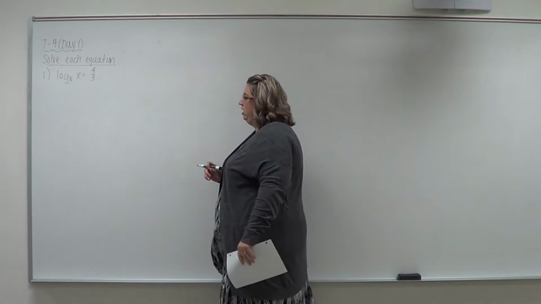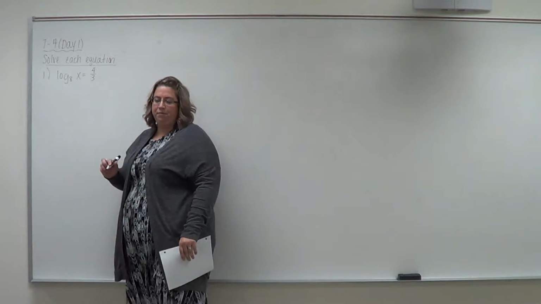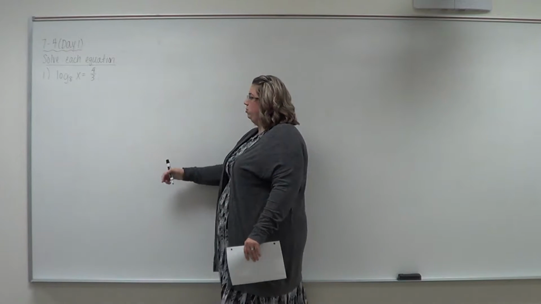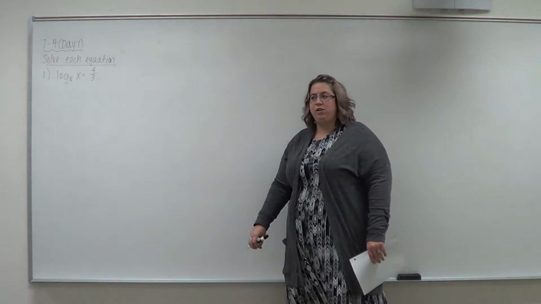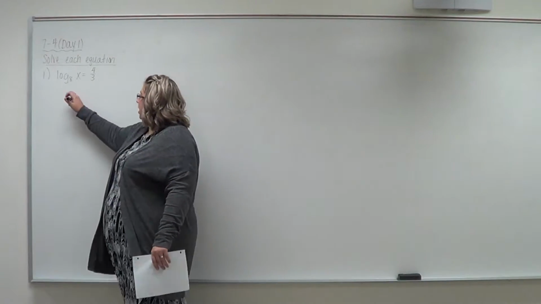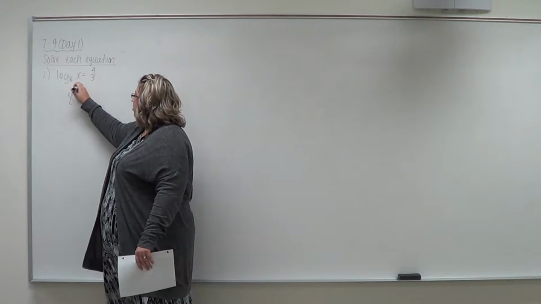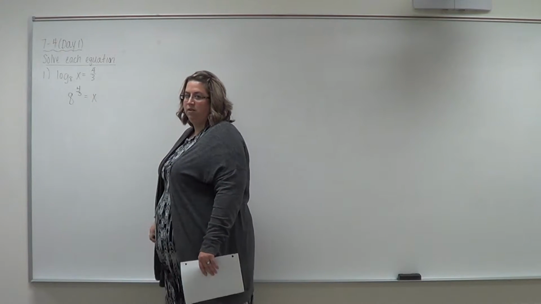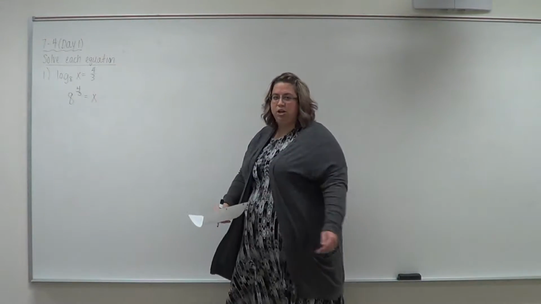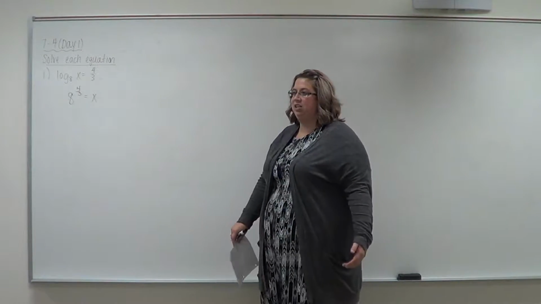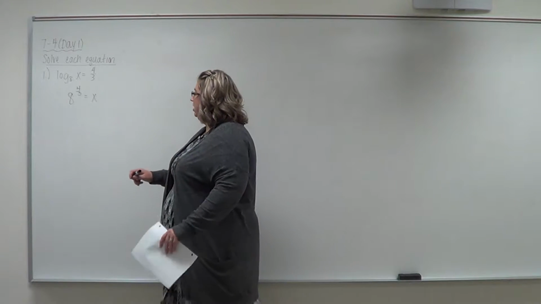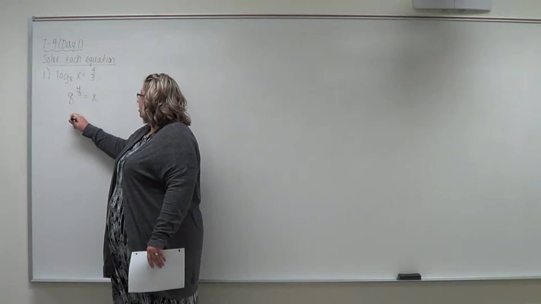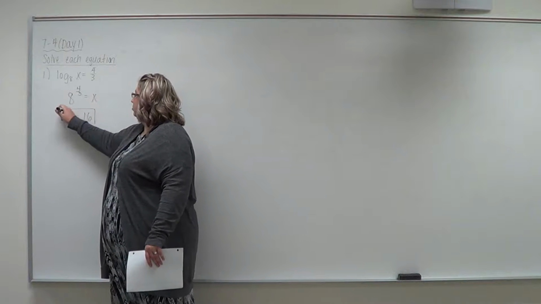So when you're solving these, if you have a log just on one side, we'll talk about what you do when there's a log on both sides. You're going to write it as an exponential. So this would be 8 to the 4/3 equals x. After you write it as an exponential, you just figure out what is 8 to the 4/3. Well, 8 to the 4/3 is 16. So x equals 16.